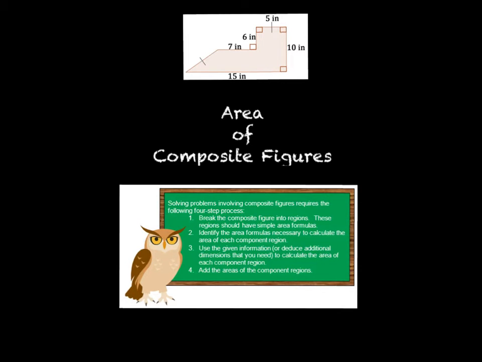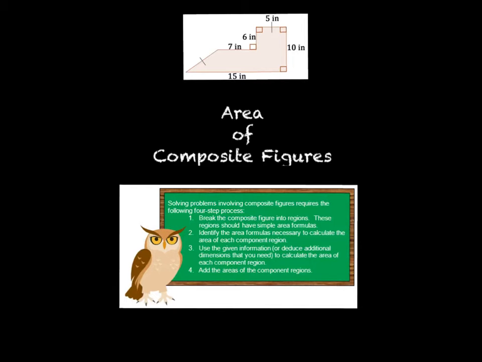Our next video is over area of composite figures. Below you'll see a 4-step process to make you successful at breaking these figures up to find the area. Now a composite figure just means a figure made up of multiple shapes. So the first thing we need to do is break the figure into regions. And these should be our simple shapes that we've talked about.